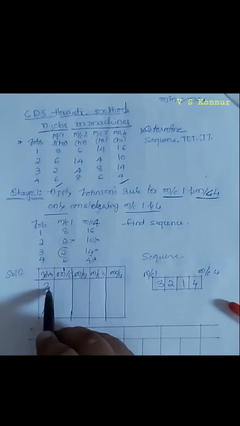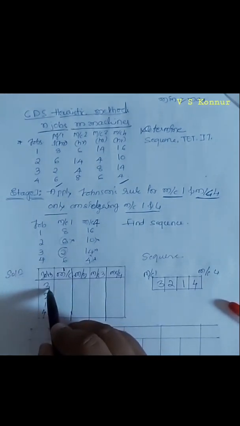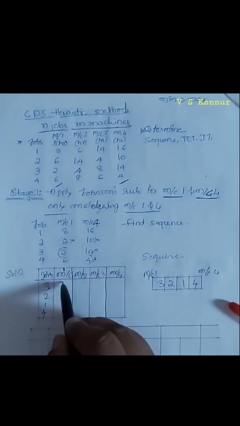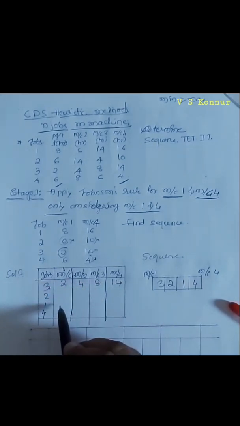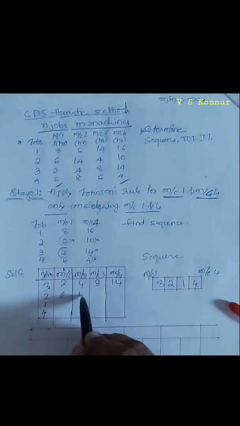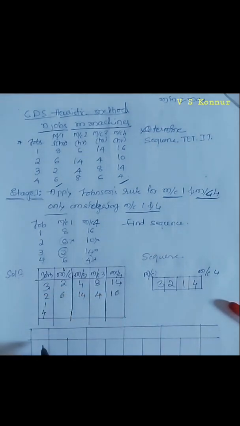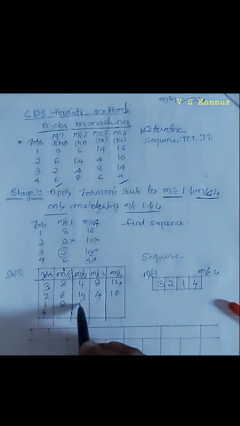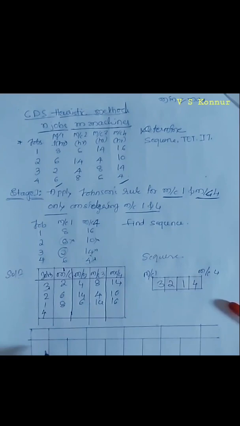So first the third job, according to the given data, you have to take all the 4 jobs here. The third job has 2, 4, 8, 14. Next the second job: 6, 14, 4, 10. Next the first job: 8, 6, 14, 16. Then the fourth job: 6, 8, 6, 4.